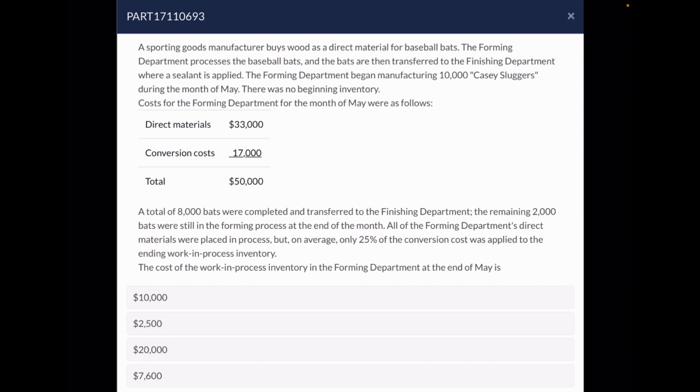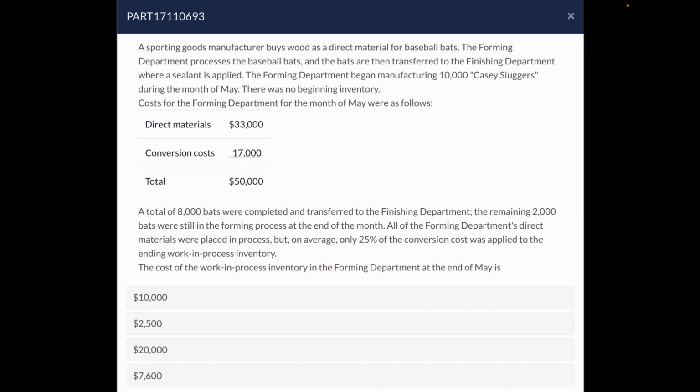Costs for the forming department for the month of May were as follows: direct material $33,000, conversion cost $17,000, total cost for the forming department is $50,000. A total of 8,000 bats were completed and transferred to the finishing department. The remaining 2,000 bats were still in the forming process at the end of the month. All of the forming department's direct material was placed in process, but on average, only 25% of the conversion cost was applied to the ending work in process inventory.